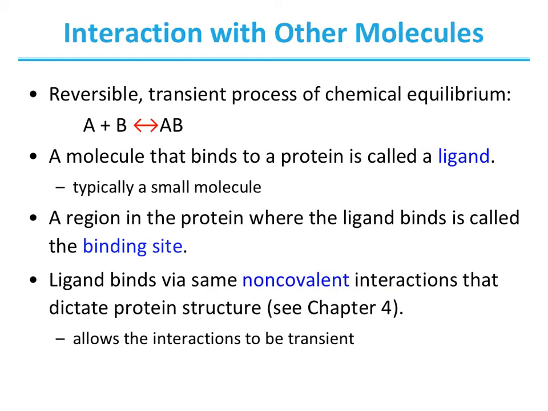We can think of the binding of a protein and a ligand as a reversible transient process of chemical equilibrium. And it can be represented by this equation: A plus B yields AB. The molecule that binds to the protein is called the ligand. It's typically a small molecule. And the place where the protein binds it is called the binding site. Now the binding is going to occur via non-covalent interactions, the same ones that dictate protein structure.